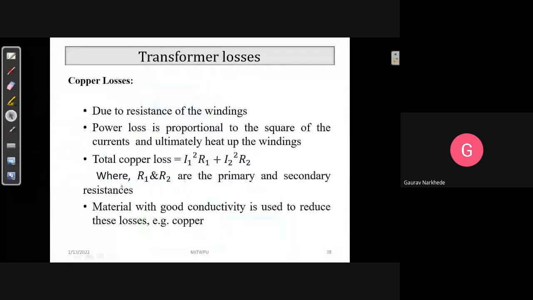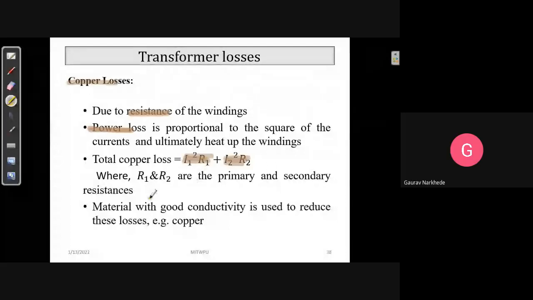Copper loss, right? Is it clear? Due to resistance of the winding, right? And power loss in this resistance is nothing but called copper loss. Yes. So total copper loss is what? प्राइमरी में जो लॉस हो रहा है वाइंडिंग के रेजिस्टेंस में वो प्लस सेकेंडरी के वाइंडिंग के रेजिस्टेंस में जो लॉस हो रहा है वो. So I1 square R1 plus I2 square R2 is nothing but total copper loss. Yes, sir.